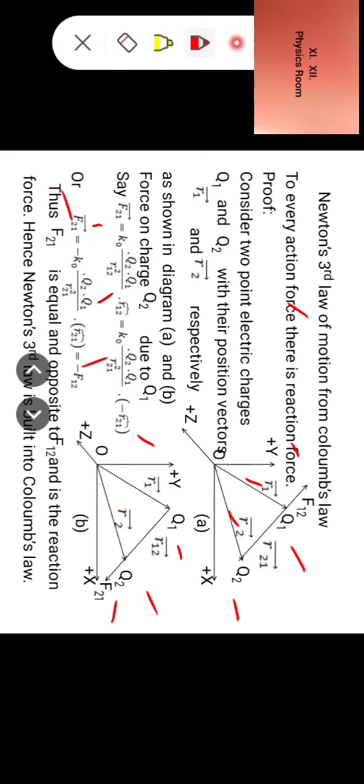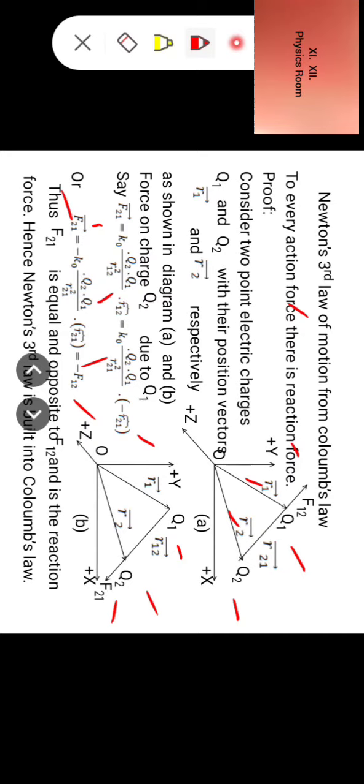Now, K naught Q2 Q1 divided by R21 square into the R21 unit vector is equal to F12. You can see above in the previous slide the expression of F12. So we write the minus separately and F12 separately. So F21 is equal to minus F12.